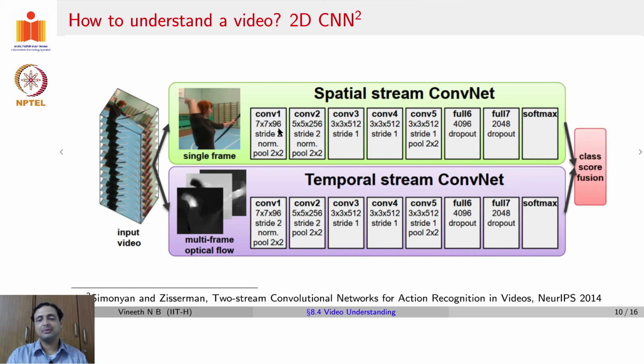And the final step is to perform a fusion of class scores. You can aggregate them in several ways, majority vote them or average them and then make a final decision, so on and so forth. And this gives the final decision on what action this is. Note here that all these convolutions are 2D convolutions and not 3D convolutions.